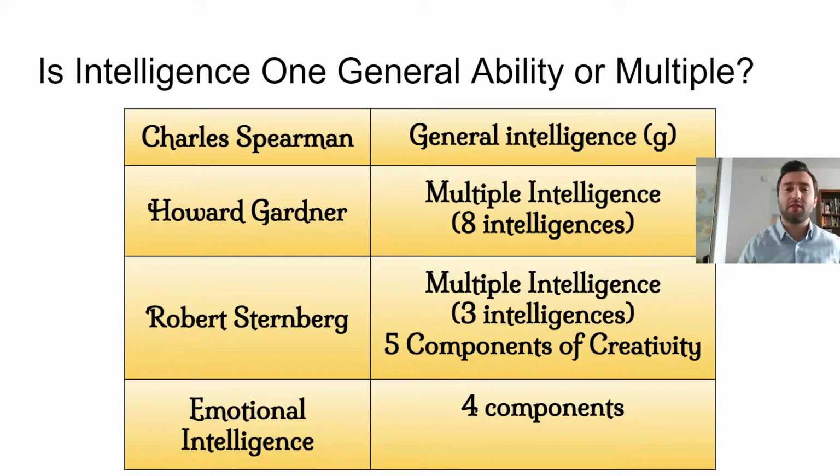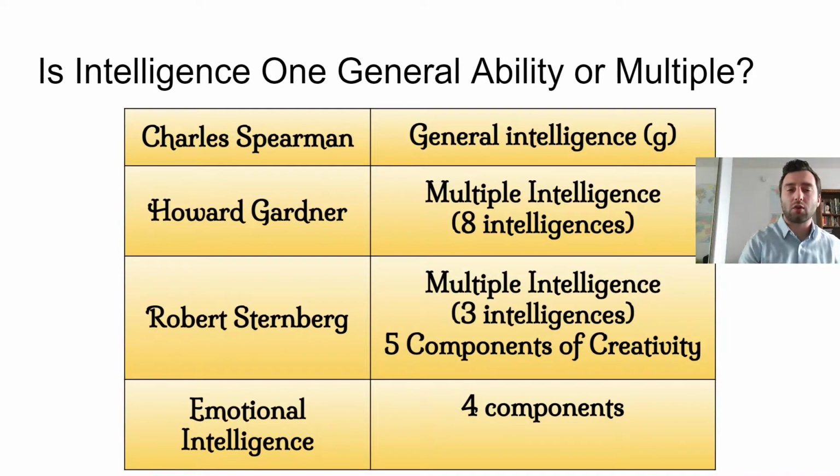So there are four main theories of intelligence. We're going to talk about all of these in the next slides. The first one is from Charles Spearman, which is general intelligence, or g. This is usually what you would refer to if you ever get a number score for your intelligence, like an IQ test. It's going to be referring to general intelligence. This is what they call the g factor.